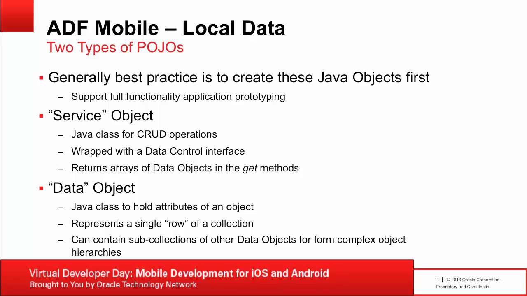First is what we call the service object. A service object is a Java class that's used to define CRUD operations on an object. There's no specific interface for this object, and its definition is really left to developers.